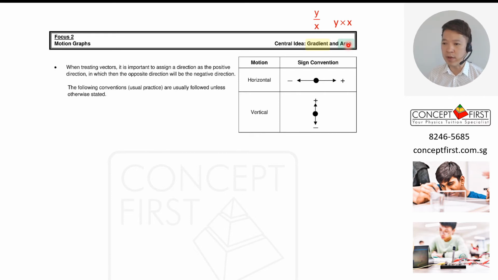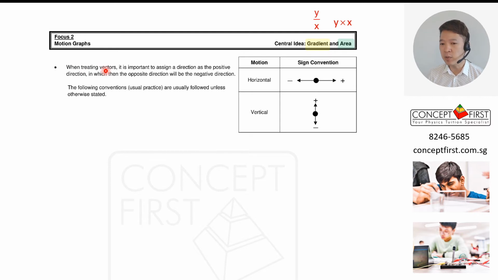Now for area, the math involved here is not within our scope, so I'll just inform you that when you find the area between the graph and the horizontal axis, we are actually finding the quantity of y multiplied by x.